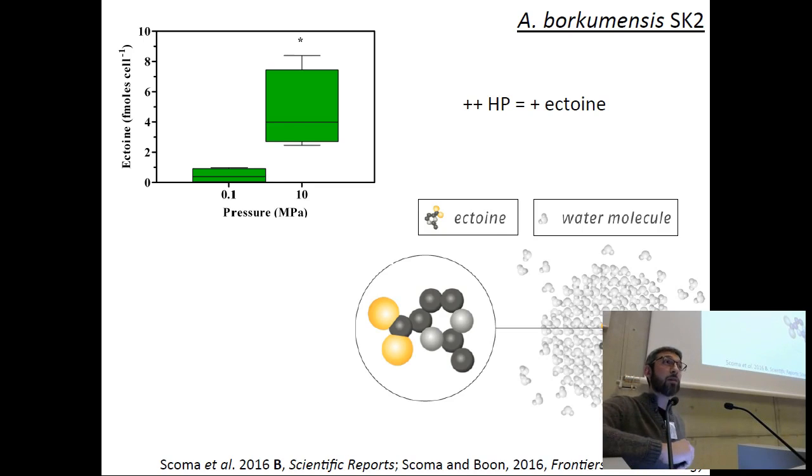But truth is that ectoine is highly energy intensive. So at the end of the day, this genus is trying to survive, spending a lot of energies, and then the number of cells is not even comparable with what you have at ambient pressure.